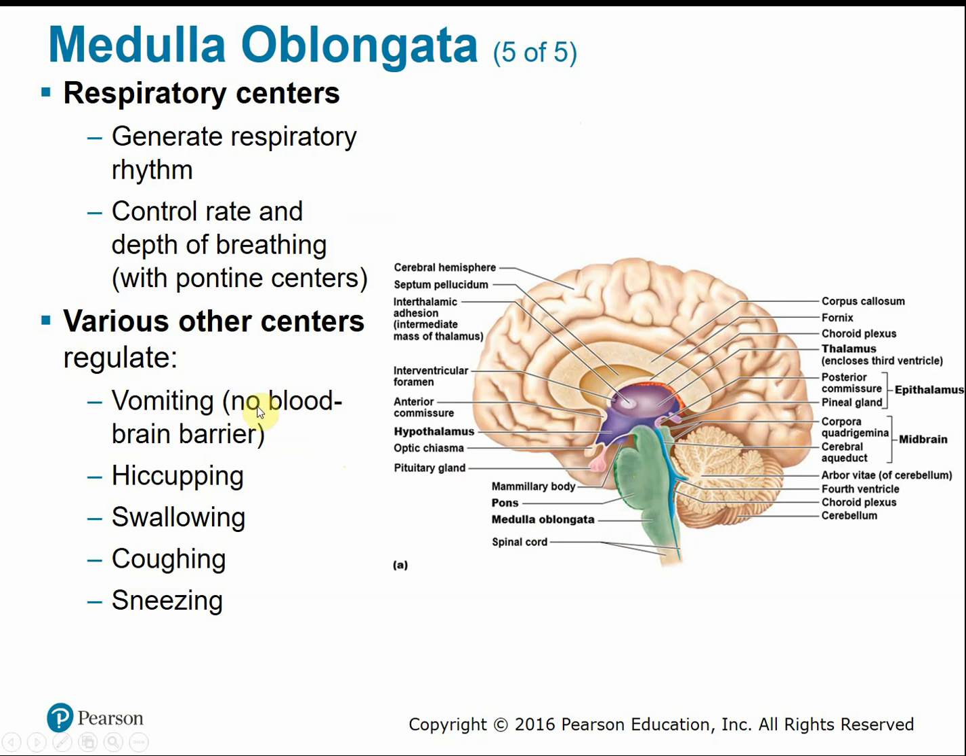Some other centers regulated by the medulla include the vomiting center. So the medulla is pretty much the only region in the brain that does not have the blood-brain barrier. So it basically monitors the chemical composition of the blood at all times for any toxins or poison. So if it detects something, it'll trigger that vomiting reflex. Hiccuping, swallowing, coughing, sneezing. So all of these are involuntary autonomic behaviors.